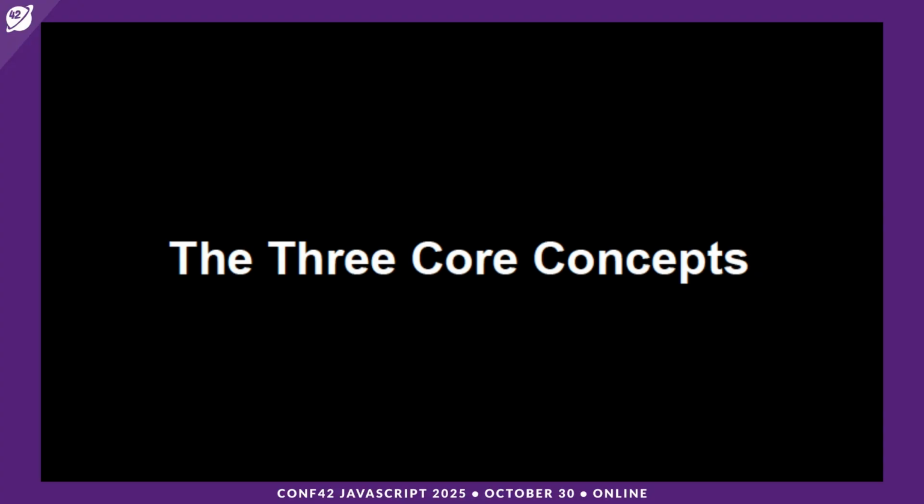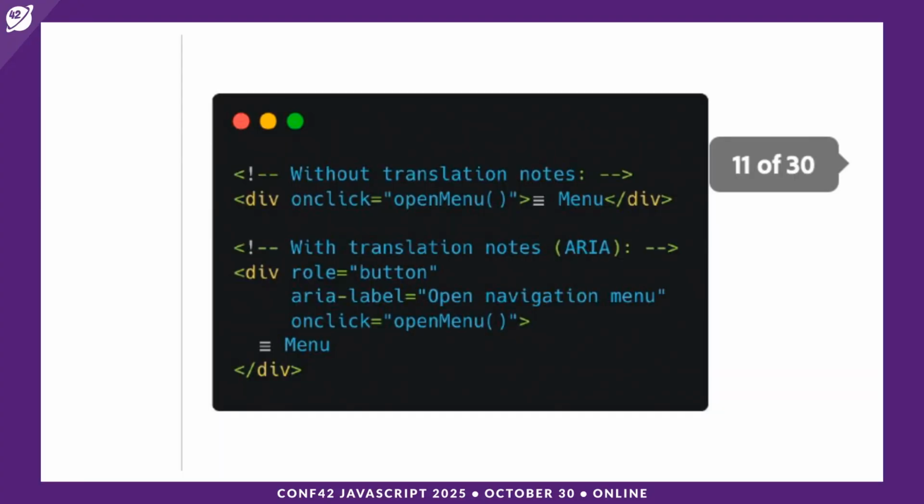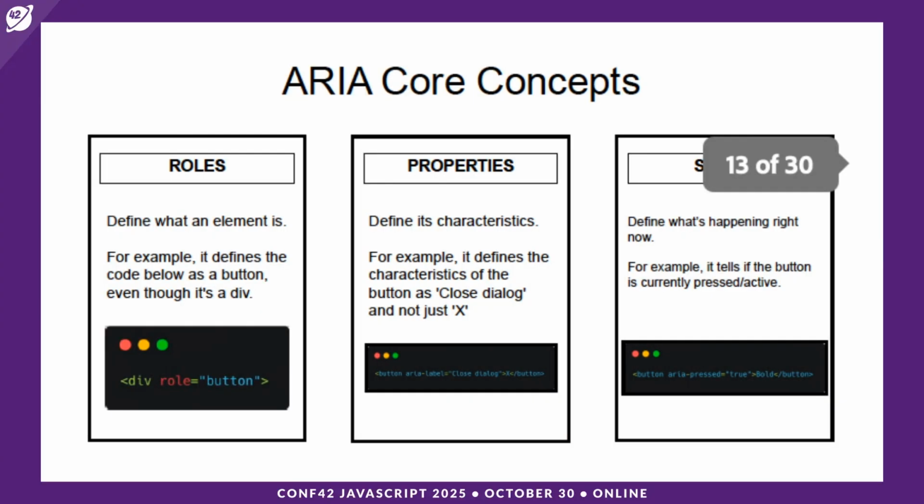So we are diving into the three core concepts that we can see at first here. The first concept is the role. The role defines what the element is, like I said earlier. For example, like we showed in the earlier code, it defines the code below as a button, even though it's a div, right? We added the role button into the code for it to be able to behave like a button.